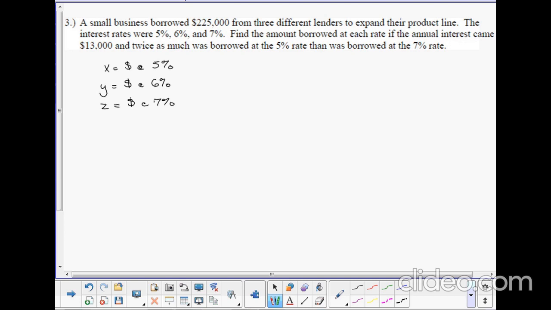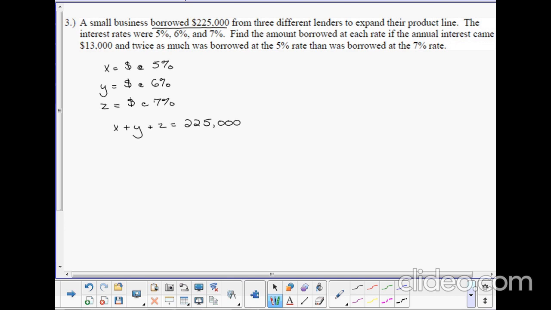So we know that in total the business borrowed $225,000. So the first equation is whatever the amount from x is, added to the amount of y, added to the amount of z is going to total 225,000. So that's our first equation.